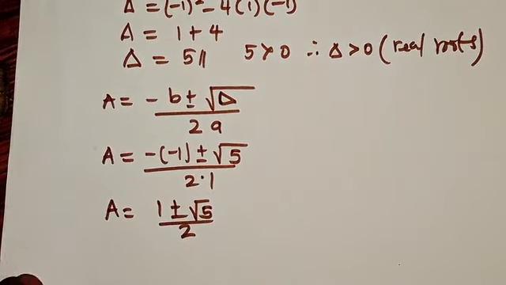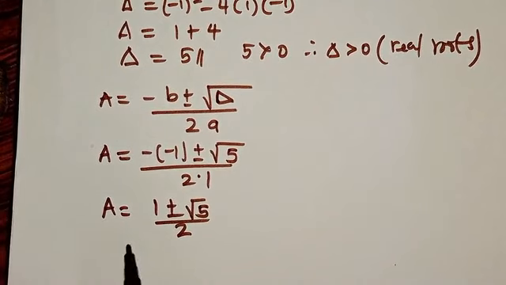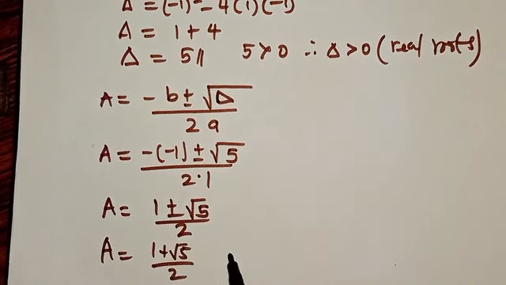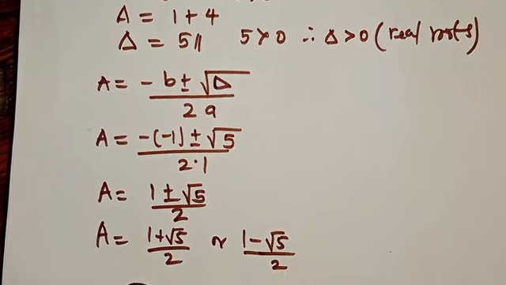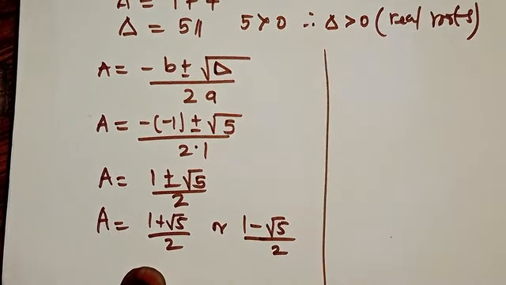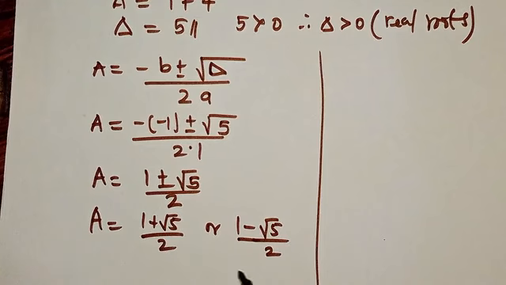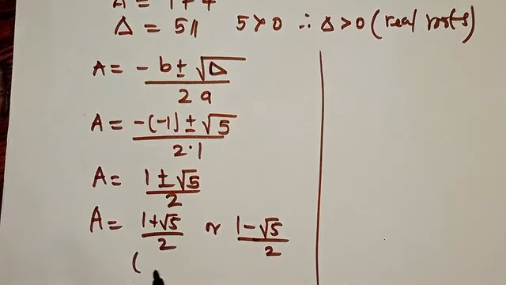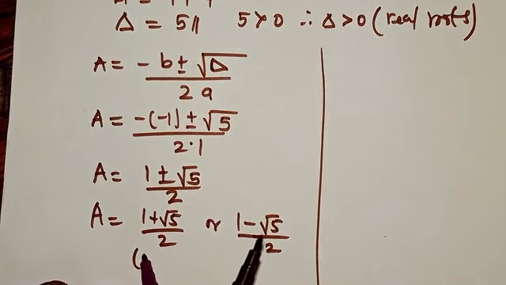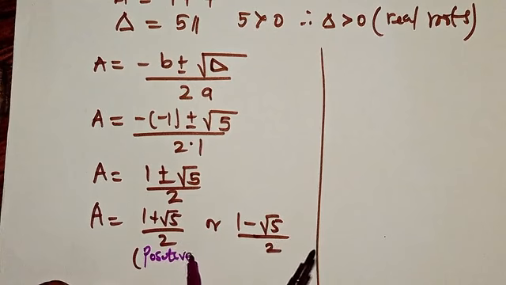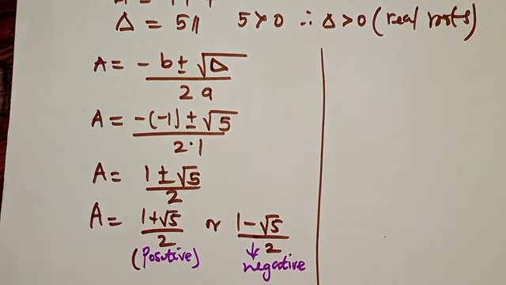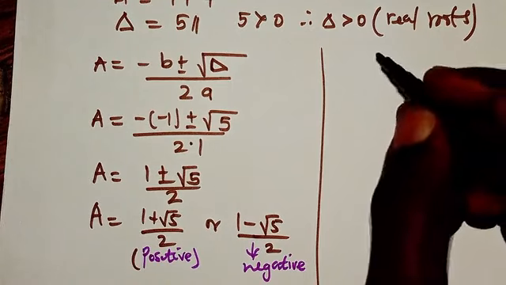So now from there we have a equals 1 plus or minus root 5 over 2. So what are you going to have? We can have our a to be either 1 plus root 5 over 2 or 1 minus root 5 over 2. Do you understand? So now we can see that we have this one to be positive and this one here is negative, right?